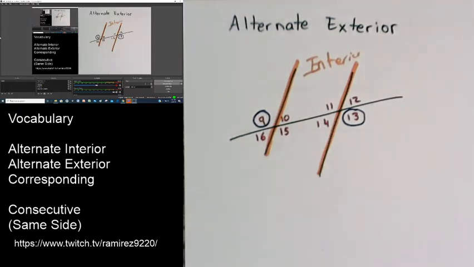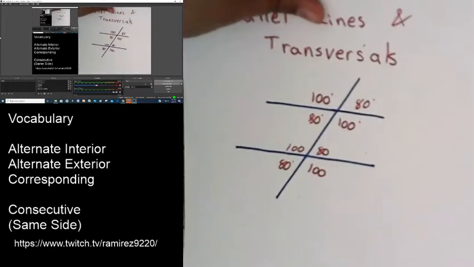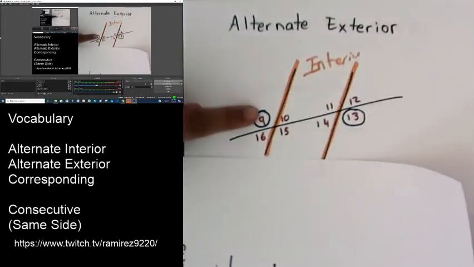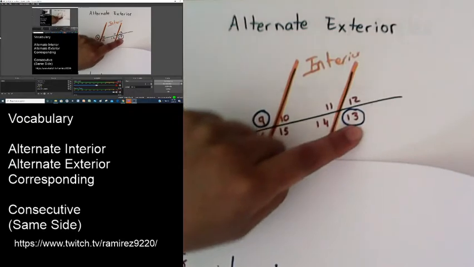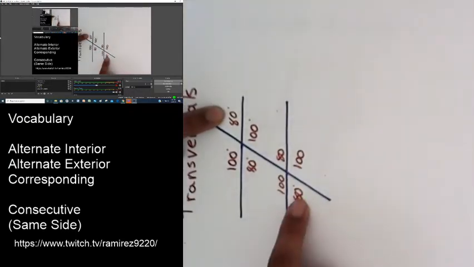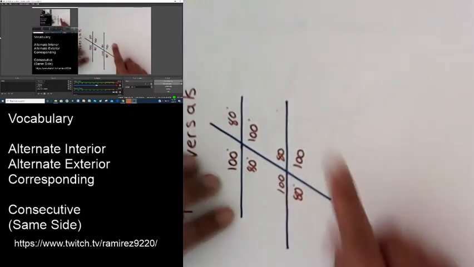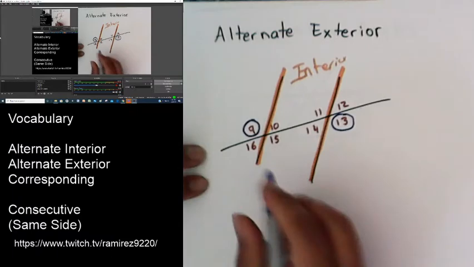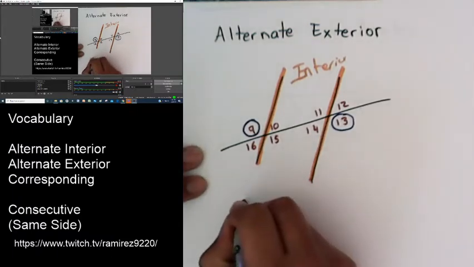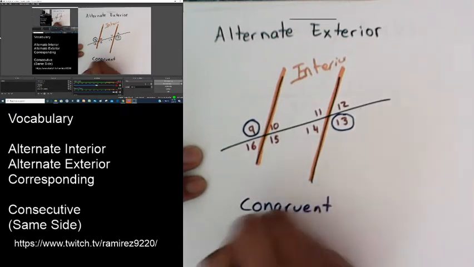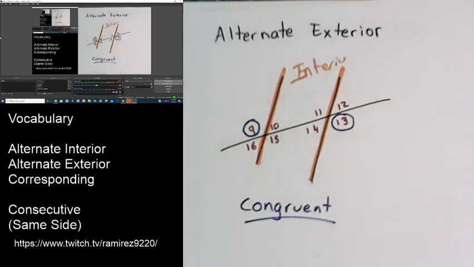Again, if we look at the original picture, and I just were to flip it like this, we're looking at the top left and the bottom right. 80, 80. They are the same, and these are the same. So once again, if you guys could just remember that alternate exterior angles are congruent. Very important you guys keep that in mind.